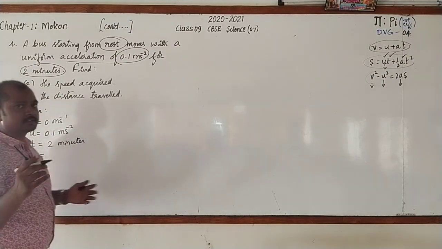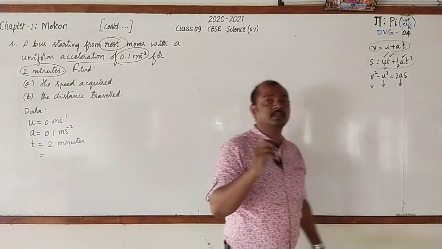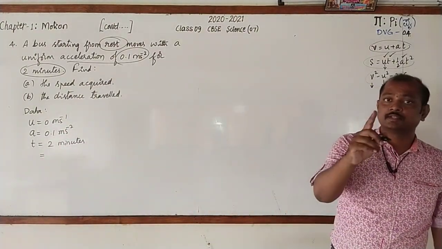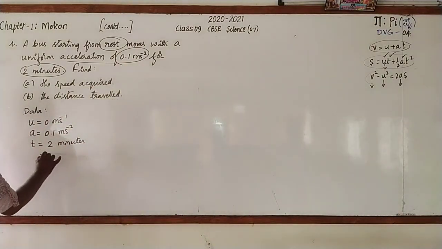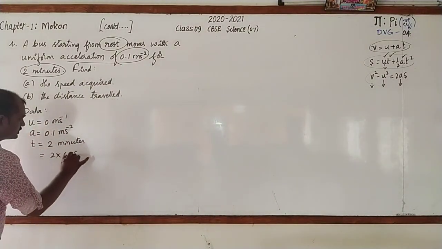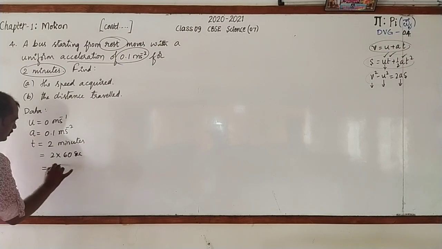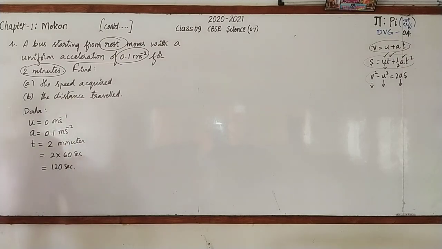Then minute is not the SI unit of time. Then what is the SI unit? It is second. Convert 2 minutes into seconds. 2 into 1 minute equal to 60 seconds. Then it will be 120 seconds. Then find the speed acquired.